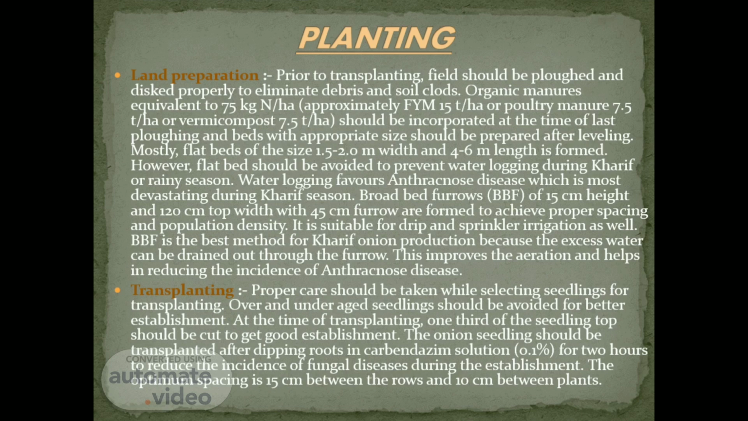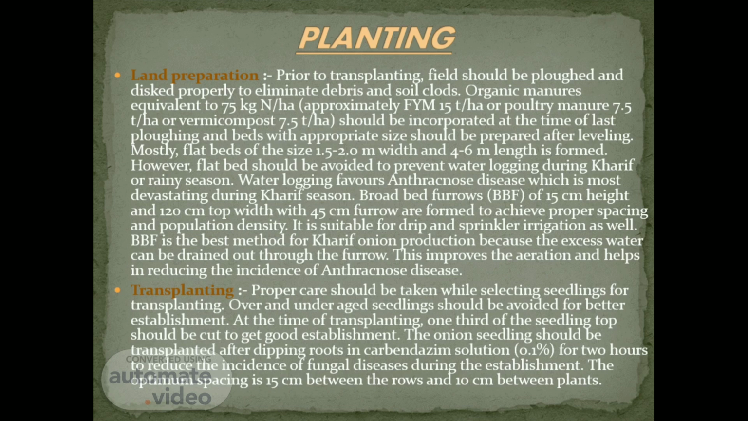Broad bed furrows of 15 cm height and 120 cm top width with 45 cm furrow are formed to achieve proper spacing and population density. It is suitable for drip and sprinkler irrigation as well. BBF is the best method for Kharif onion production because the excess water can be drained out through the furrow. This improves the aeration and helps in reducing the incidence of anthracnose disease.